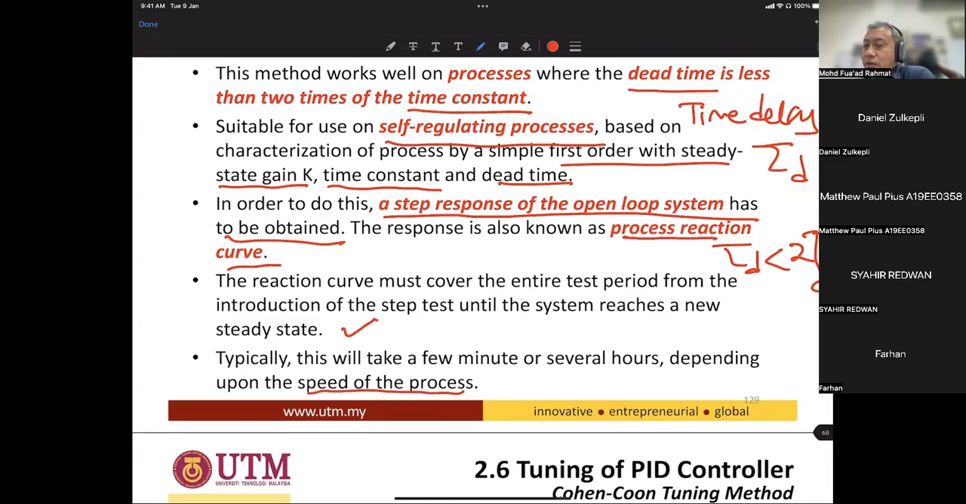Usually we have dynamic processes and static processes. Dynamic processes usually involve motors and generators, which respond quickly, compared to static processes which involve a tank, 2 tanks, coupled tanks, triple tanks, which involve a process control system.